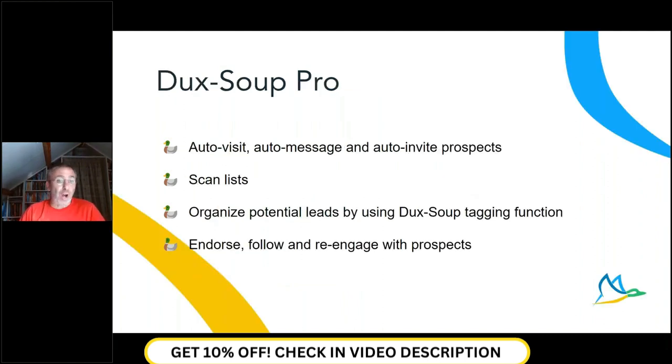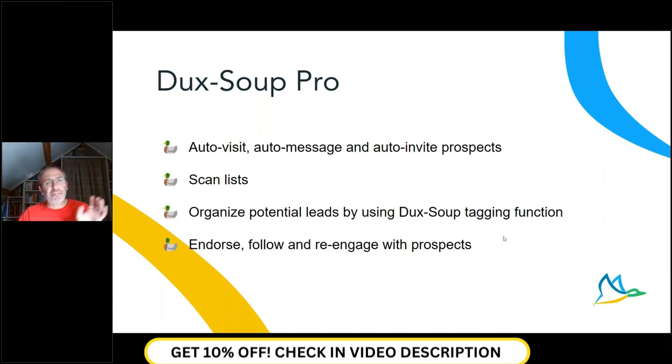So DuxSoup Pro, what can we do with it, and what does it do for you? It's our lowest priced paid version of DuxSoup, and it can do the following. Basically, we can use it to auto visit, auto message, and auto invite prospects. We can scan lists. We can use the tagging and labeling function to organize our potential leads, and we can even use endorsement or follow actions. And there's a few other bits and pieces as well. There are some rules we can get DuxSoup to follow regarding skipping and that kind of stuff. We can even InMail prospects using DuxSoup Pro.